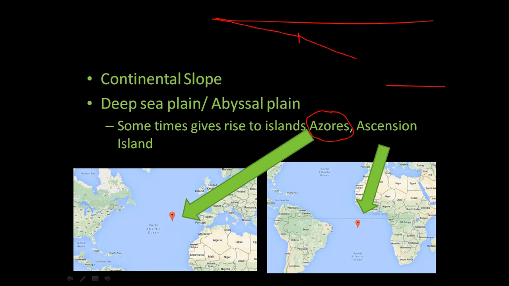Now this is Azores Island. It belongs to Portugal. And then this is Ascension Island. It belongs to UK. Now these are random islands, but since they are mentioned in the book, they might be asked.